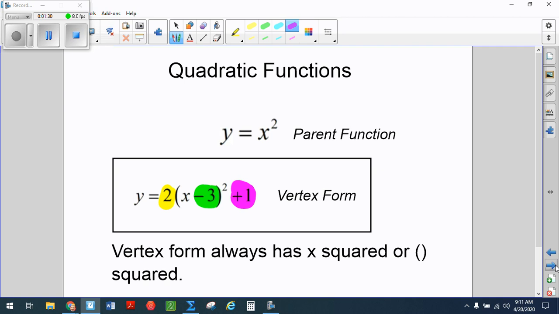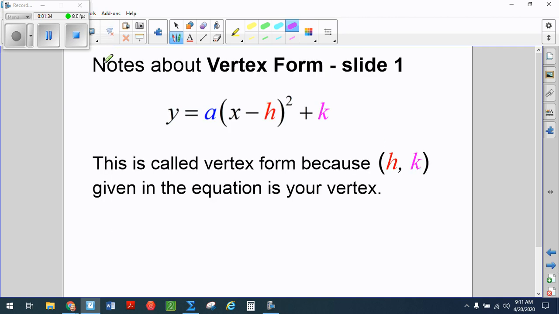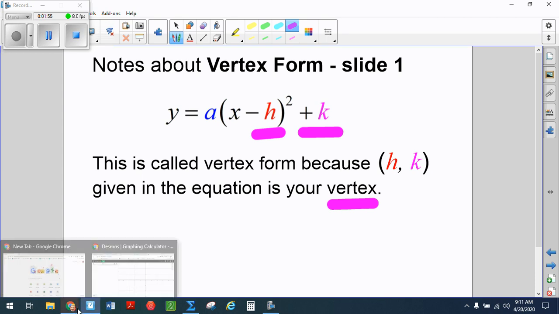Those numbers tell me something about where the graph is located. And so here's where I'm going to use these letters A, H, and K. Those all represent numbers. This is called vertex form because the numbers that go in the spots for H and K are the vertex. So let's look at what some graphs look like so you can see what a vertex is.